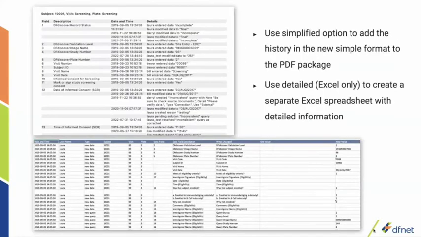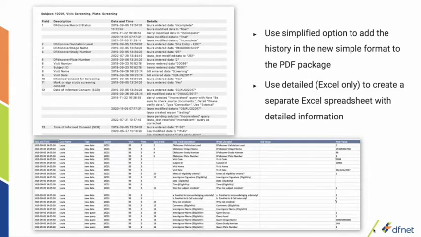So for the simplified view, when you choose that, the simplified data that you see in the page history is also provided at the end of the subject package PDFs. It's provided for every CRF that you have in the package. You'll see the header for the CRF as well as a description of all the changes marked with the field and the field label, as well as, of course, when the change was made and what change was made.